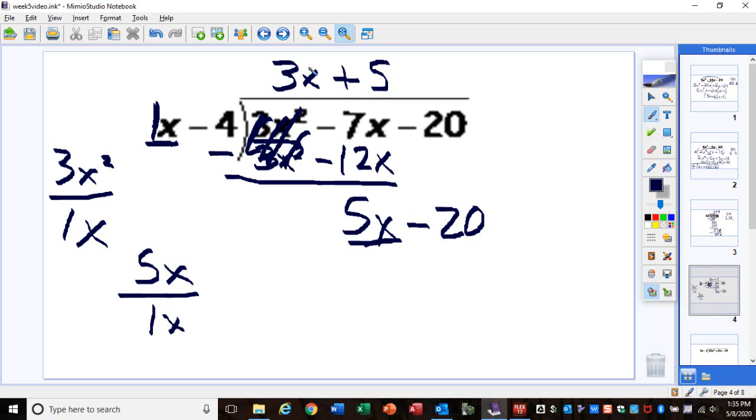So now what we do is we take, don't worry about the 3x, we're going to take the positive 5 and distribute it to the x minus 4. So positive 5 times 1x is 5x. And then positive 5 times negative 4 is negative 20. So you should always have, if there's no remainder, this should always be the same. So when you subtract, this is gone, there's no remainder, and there's your answer, 3x plus 5.